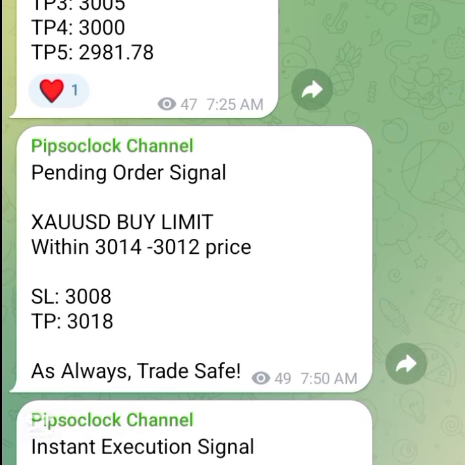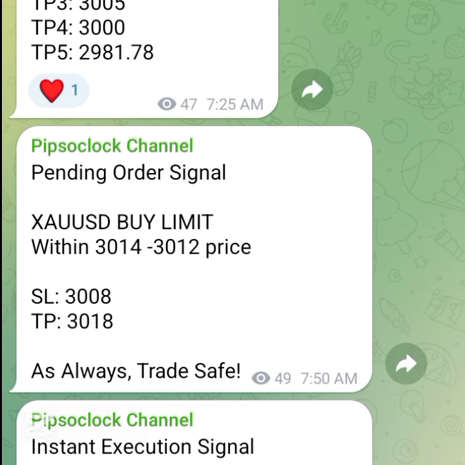Then for pending order, now I'm going to explain the two at the same time. Whether it's instant execution or pending order, and you are told within this price range, what it means is that whenever you come to meet the order, because everybody will not be sitting on the platform waiting for signals to be released, it has not got to the first TP, and price is still within the range that you are given.